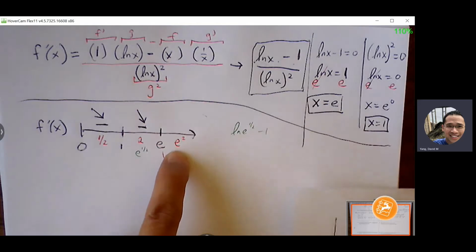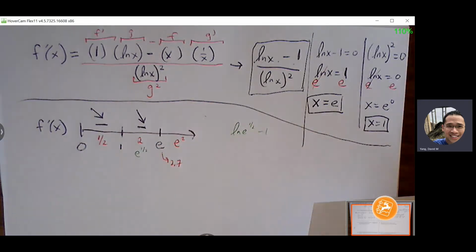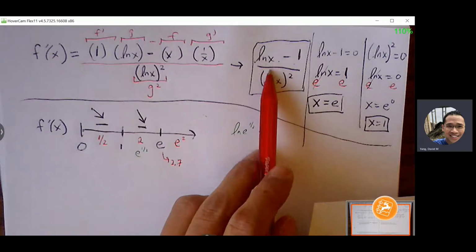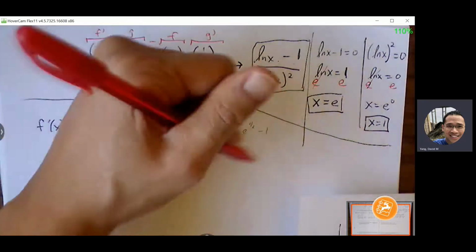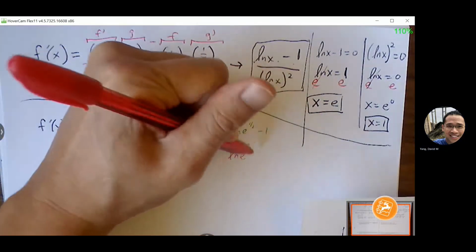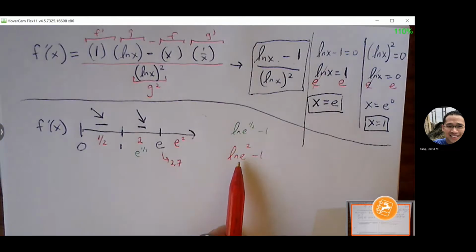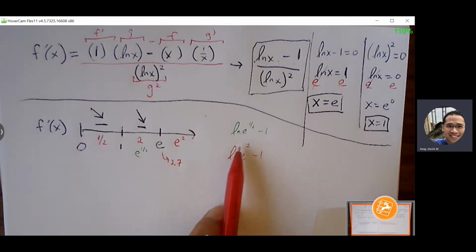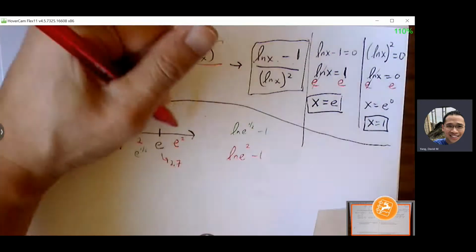Okay, let's do E squared. E squared in for natural log of x. Power property, bring that 2 down. 2 natural log of E just gives me 2. We know natural log of E is just 1. 2 minus 1 is positive.